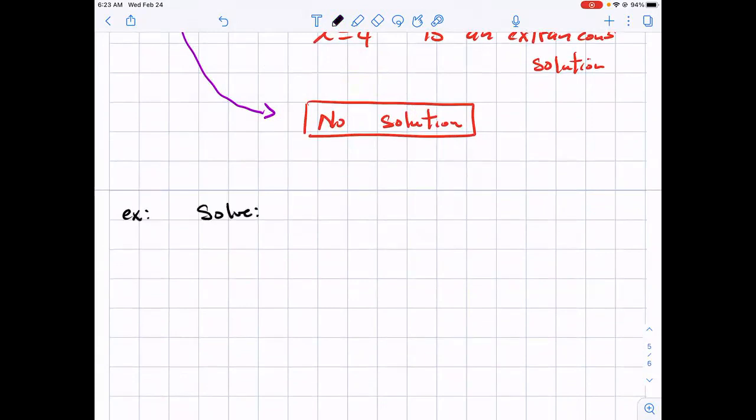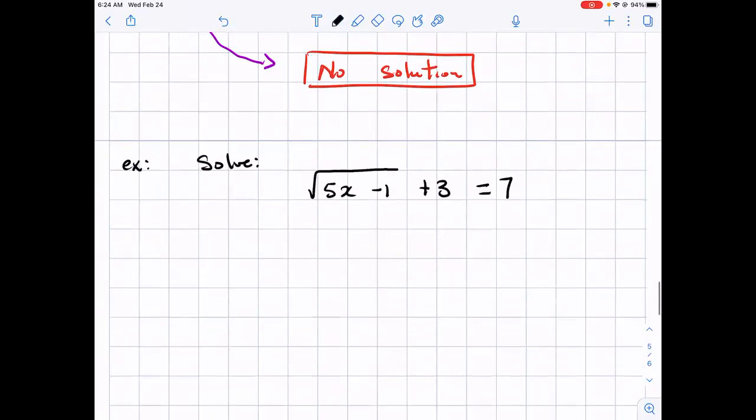Solve. We have the root of 5x minus 1, okay, plus 3, and that is equal to 7. So if you look on the side with the radical, we have the radical, but now we have also a plus 3. And this is what I said, the radical here is not by itself.